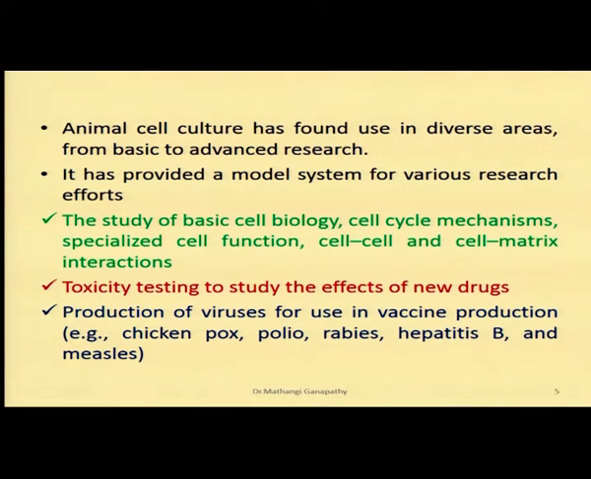Then production of viruses for use in vaccines. Instead of live virus production, you can use animal cells. For example, chickenpox virus, polio, rabies, hepatitis B, measles. For all of these, live viruses can be cultured in cell lines and we can use them to produce the attenuated vaccines.